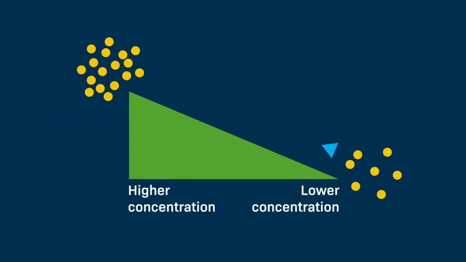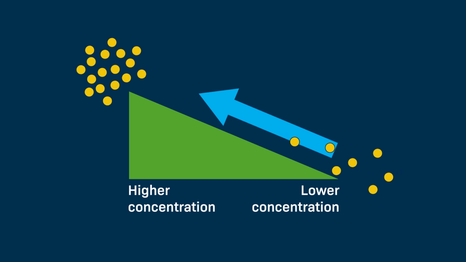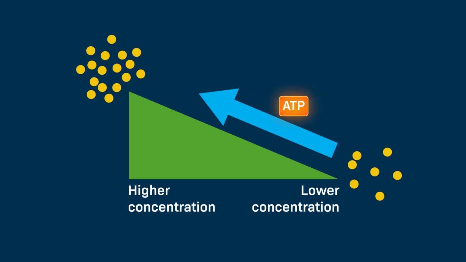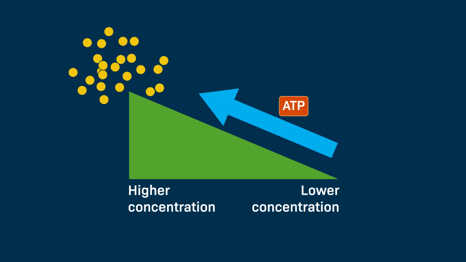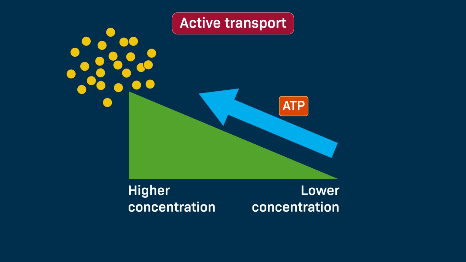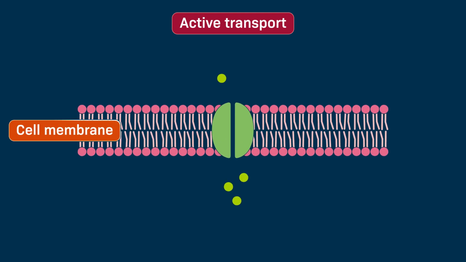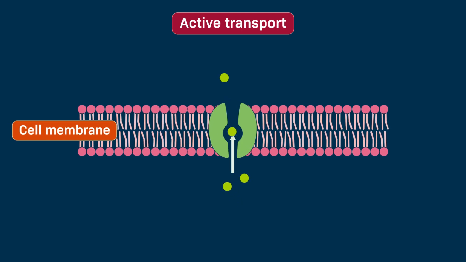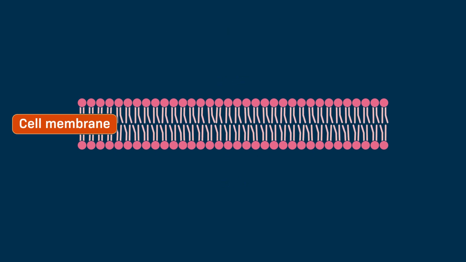Cells often require specific concentrations of substances, either high or low, that don't necessarily follow the concentration gradient. In this case, cells must actively transport substances to maintain these unequal concentrations. This process requires energy in the form of ATP and is known as active transport. This means that there is an equal concentration of molecules inside and outside the cell, and cells must actively transport substances to maintain these concentrations.